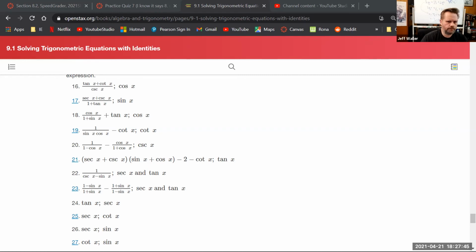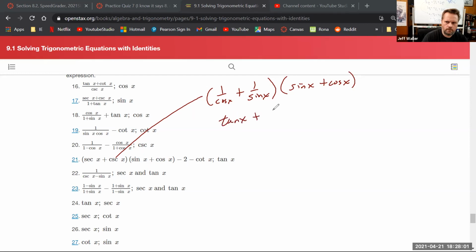Okay, so with 1 over cosine x plus 1 over sine x, and then I foiled it with the sine x plus cosine x. So I got sine x over cosine x plus cosine x over cosine x plus sine x over sine x plus cosine x over sine x. Did you see what I did as you said that, right? Did you do this next? Because sine x over cosine x is tangent. Cosine x over sine x is cotangent, right? No, I didn't do that.